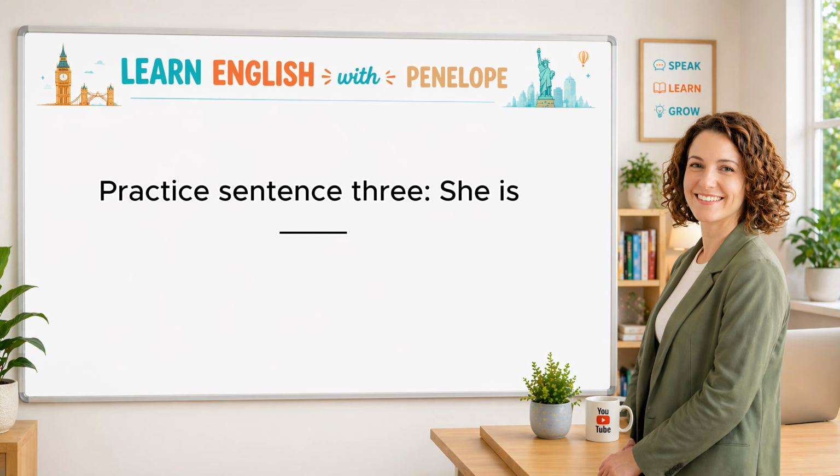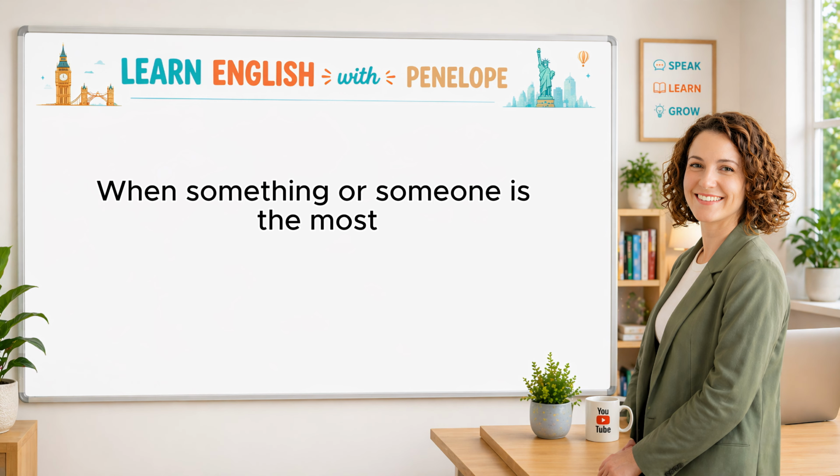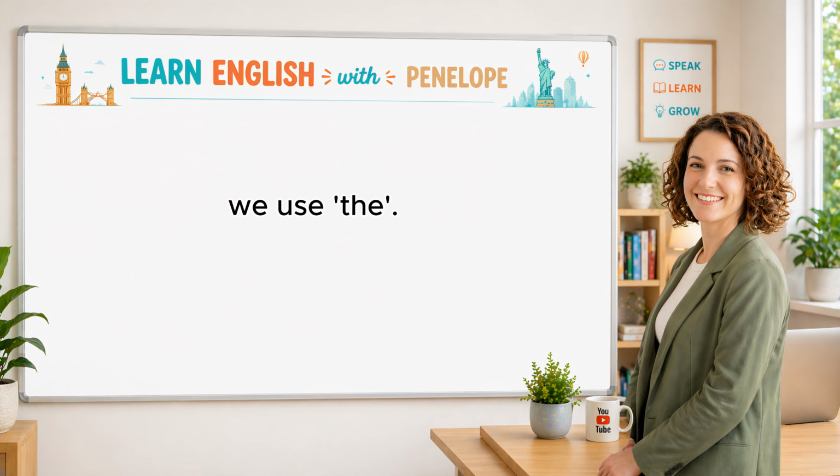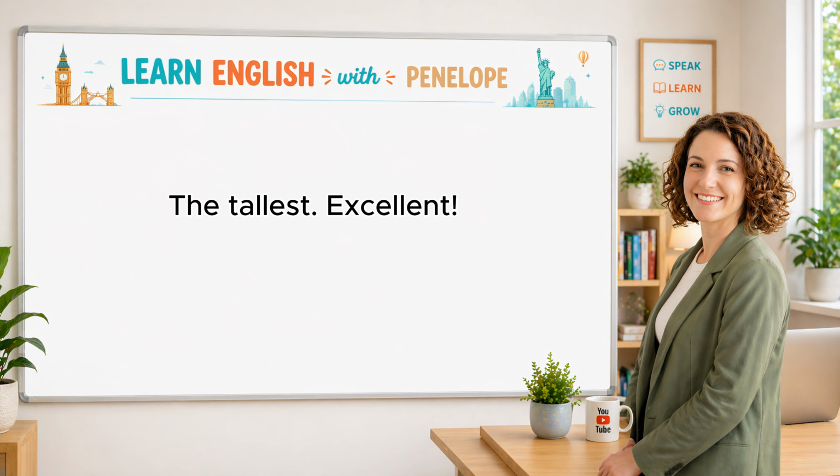Practice sentence 3. She is blank tallest student in the class. This is a superlative, tallest. When something or someone is the most or the tallest or the best, we use the. So we say, she is the tallest student in the class. The tallest, excellent.